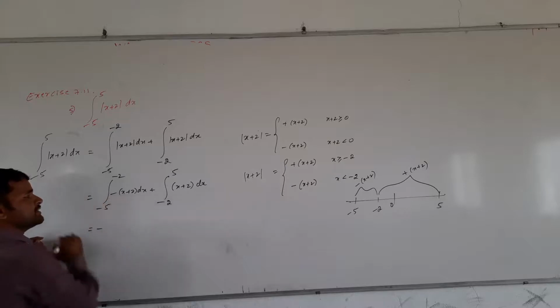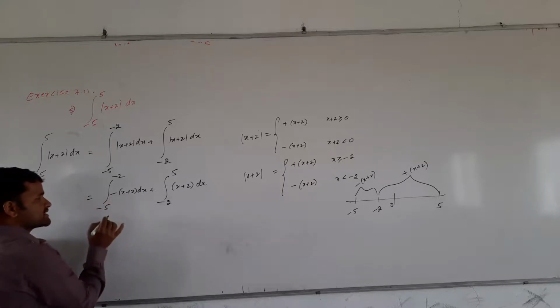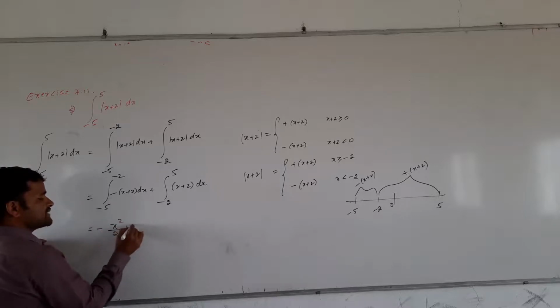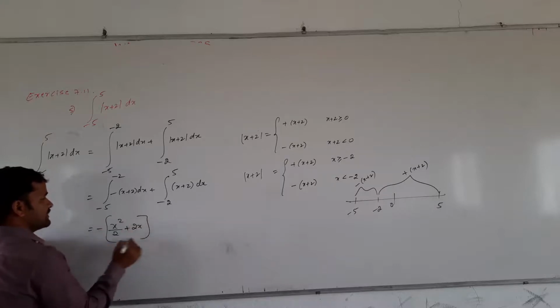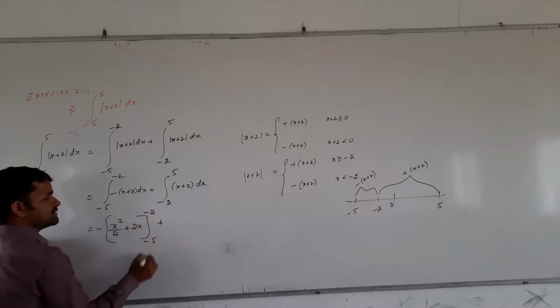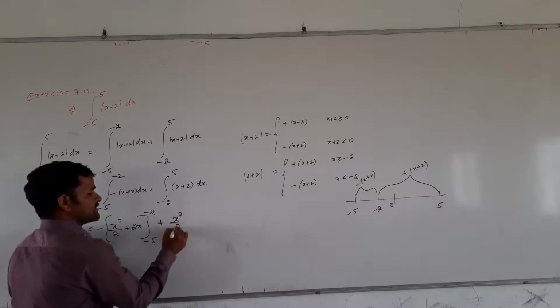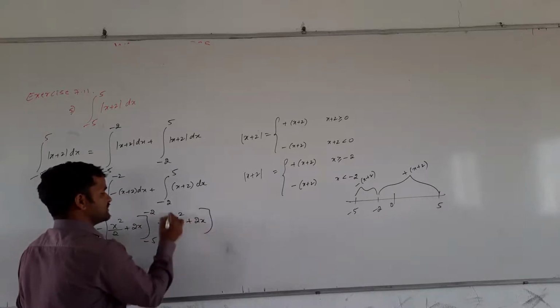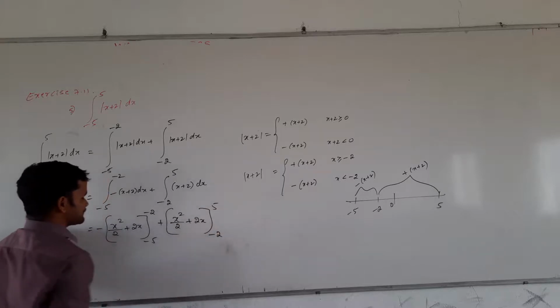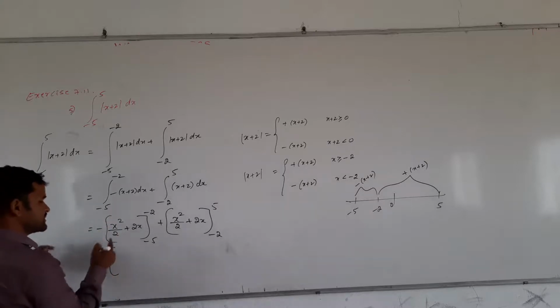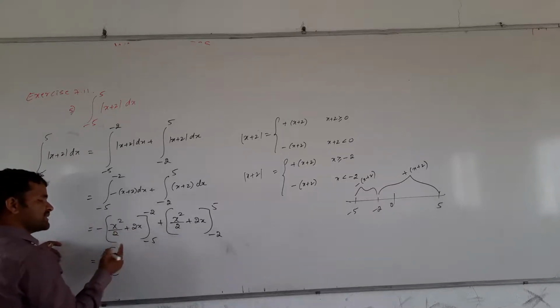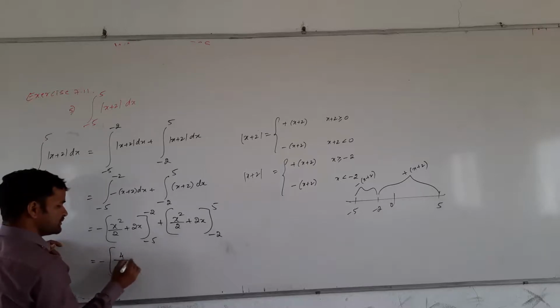Minus, let it be outside, minus is a constant multiple. Integration of x with respect to x is x square by 2 plus integration of 2 with respect to x is 2x, minus 5 to minus 2 plus of, now here x square by 2 plus 2x from minus 2 to 5, minus, let it be outside, substituting the upper limit, this becomes minus 2 square, minus 2 square means 4, 4 by 2, 2 into minus 2 is minus 4.